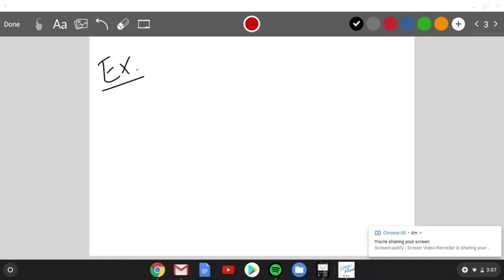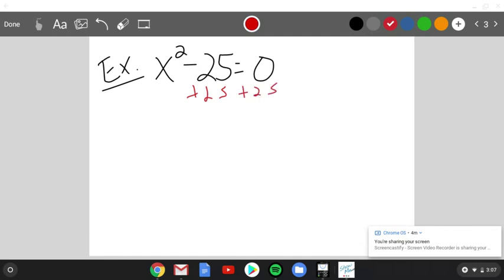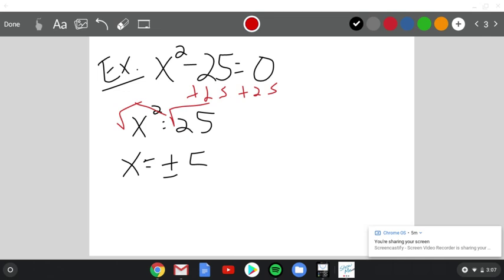Next example is x squared minus 25 equals 0. And again, if we're solving by square roots, we need to get the x squared by itself. So add 25. X squared is 25. And then we need to square root both sides. Square root of 25 is 5, but we need to remember to put plus or minus in front of it. So positive 5 is a solution. Negative 5 is also a solution.